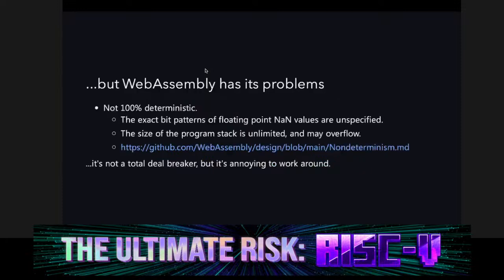It's also not 100% deterministic, and if you have a blockchain, you do very much need 100% determinism. It's an absolute requirement. The exact bit patterns of floating point, not a number, values are unspecified, and the size of program stack is unlimited and might overflow, among other things. So it's not a total deal breaker because you can work around this, but it's really annoying.